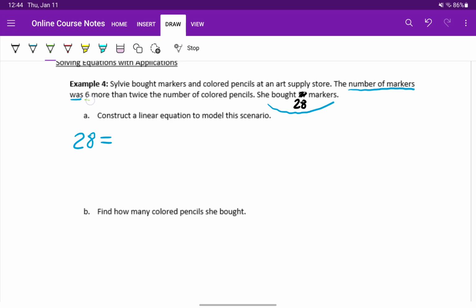the next statement is 6 more than. So more than would be addition, so 6 plus twice the number of colored pencils. So twice means 2 times. The number of colored pencils, that's the unknown that we don't know, so we'll substitute in an x for that unknown value.